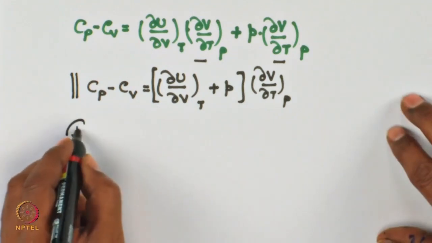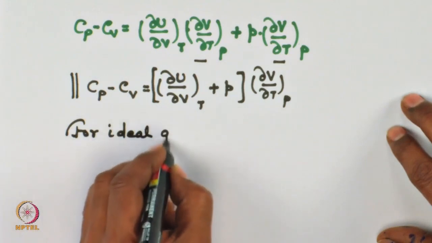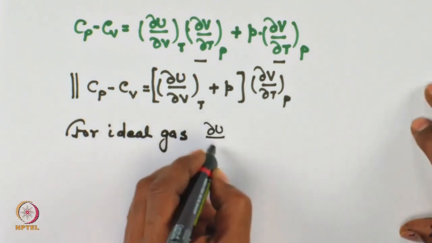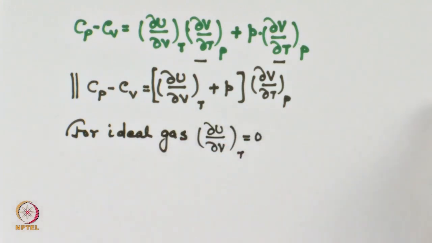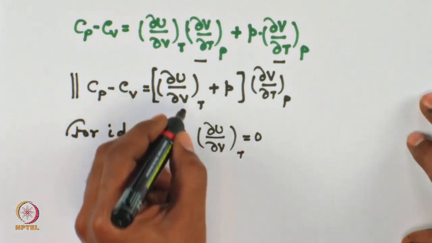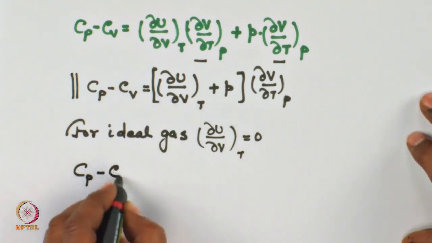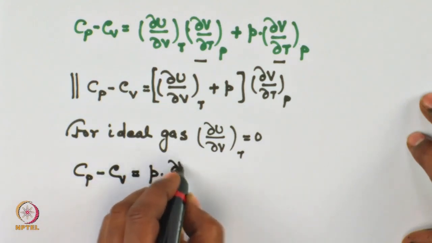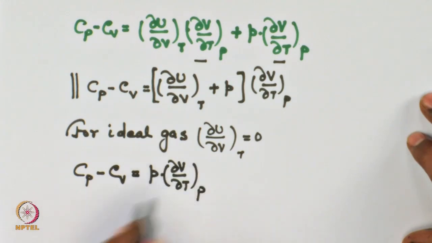Let us say for ideal gas, the variation of internal energy with volume at constant temperature is going to be 0. So, if I substitute 0 over here, I have Cp minus Cv is equal to P into variation of volume with temperature at constant pressure.